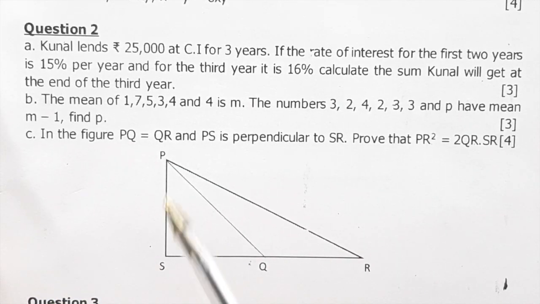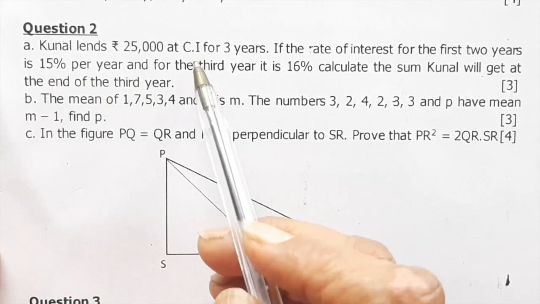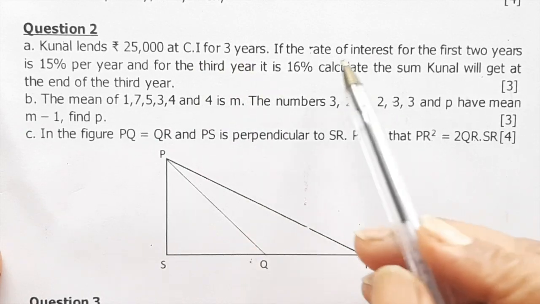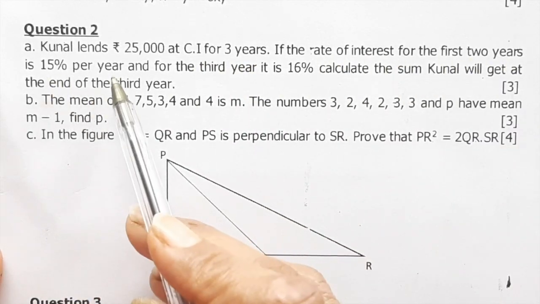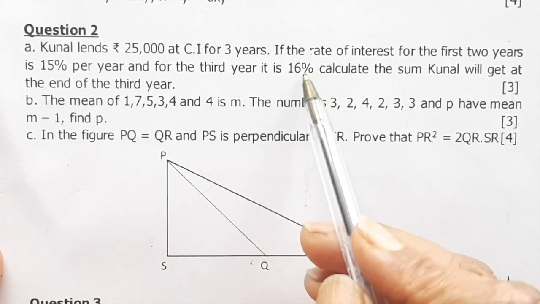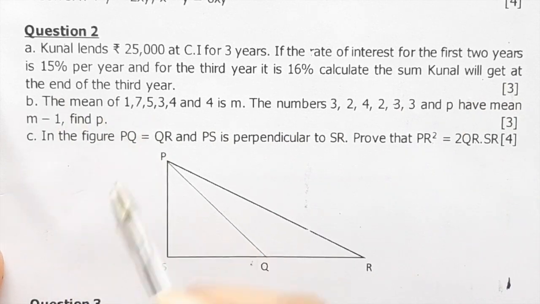Let us come to question number 2a. Kunal lends rupees 25,000 at CI for 3 years. If the rate of interest for first 2 years is 15% per year, and for the third year it is 16%. Calculate the sum Kunal will get at the end of third year.